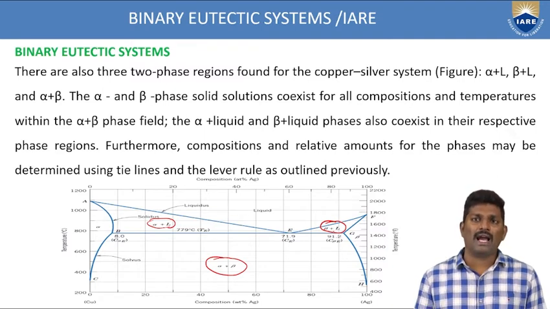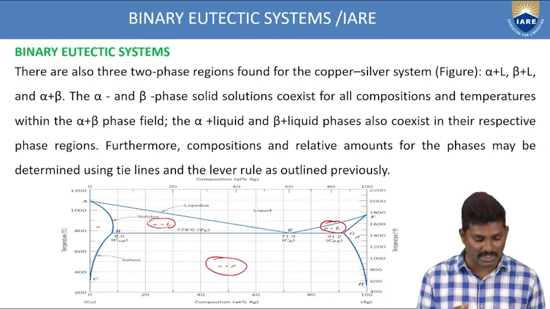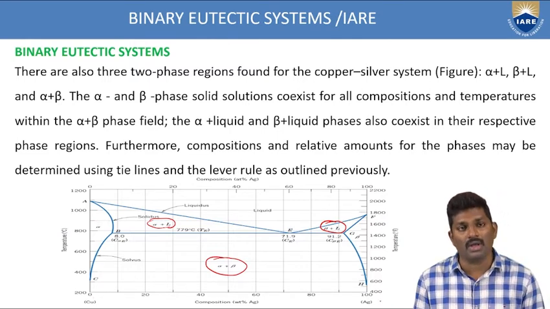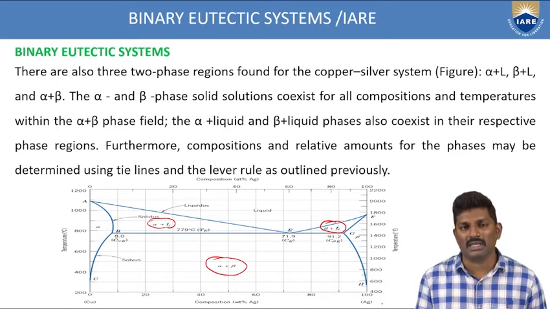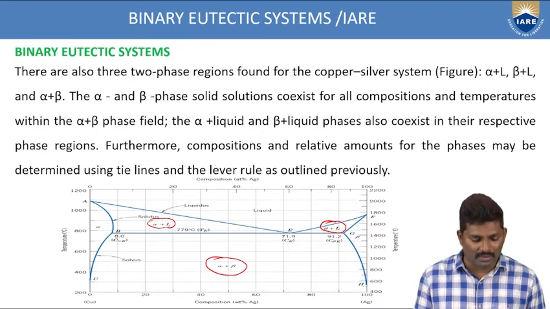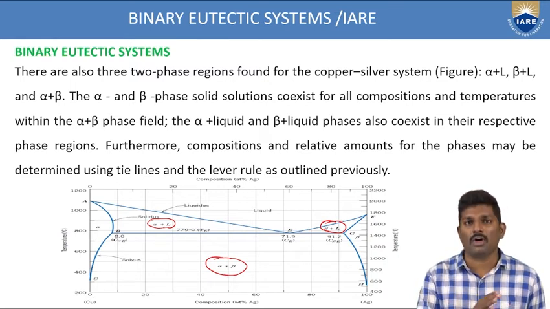Now, the alpha and beta solid solutions coexist for all the compositions. For any composition you see, from 0 to 100 or 100 to 0, alpha and beta are common and exist at any temperature. What is happening here? The alpha and beta phase solid solutions coexist for all compositions and temperatures. At any temperature or at any composition, you can easily identify what is alpha and what is beta.